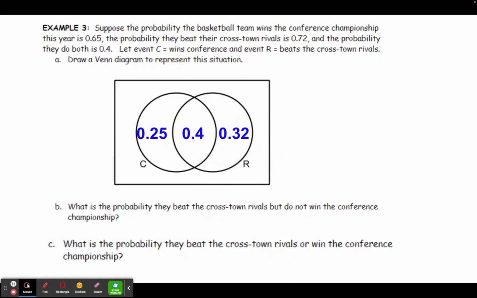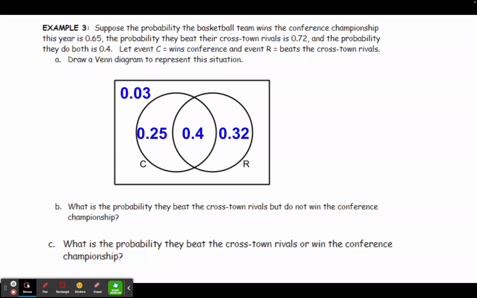Now those three decimals, if I add them together, do not total 100%, but they're close. So to figure out the part that would go on the outside of those circles, we would add those three probabilities and subtract from 1. And that leaves us with 0.03 on the outside of that circle. So now the four regions are filled in.